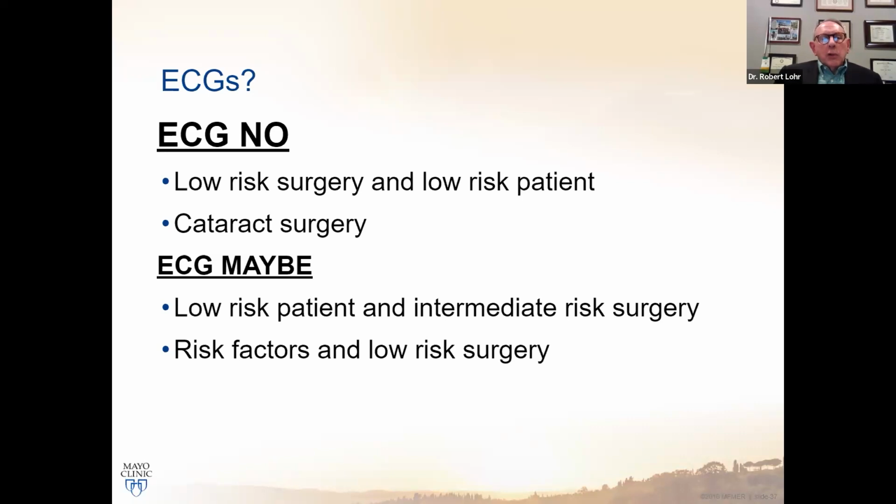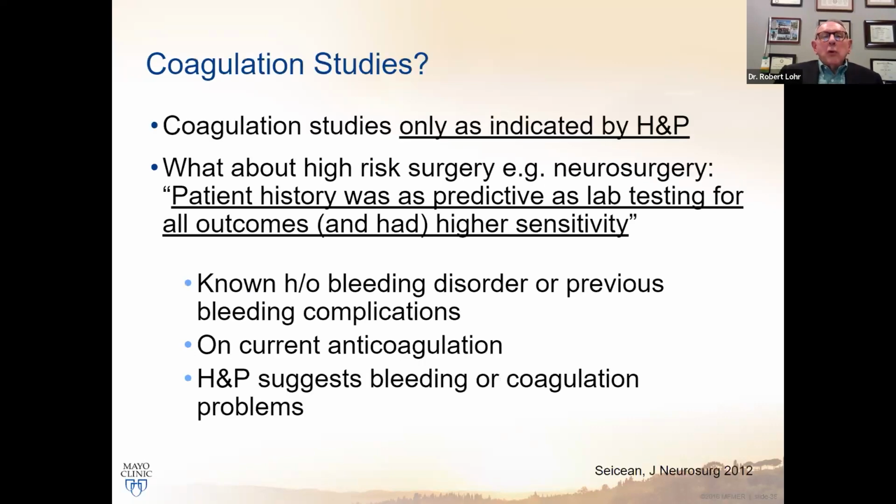And you would consider an ECG for the low-risk patient, intermediate surgery, or if they have risk factors. How about coagulation studies? In general, this should be as indicated by the history and physical. So as I thought about this question, I thought, who are the patients that have the greatest risk for bleeding postoperatively? And it's neurosurgical patients, either from a craniotomy or from spine surgery.